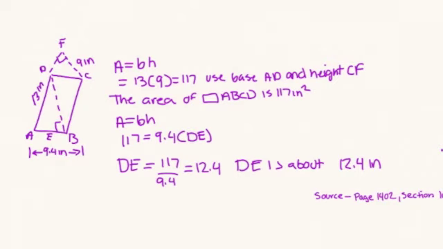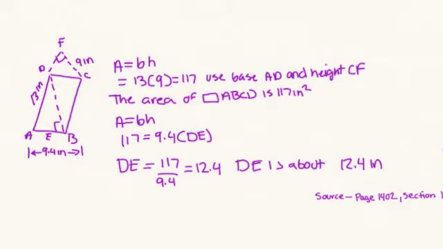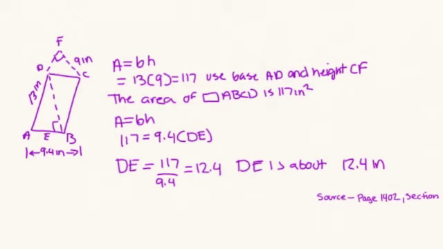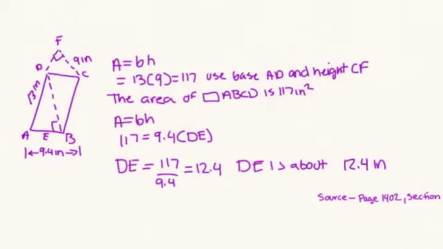To find DE, use the formula A equals base times height again, and write 117 equals 9.4 times DE. DE equals 117 over 9.4. DE is about 12.4 inches.